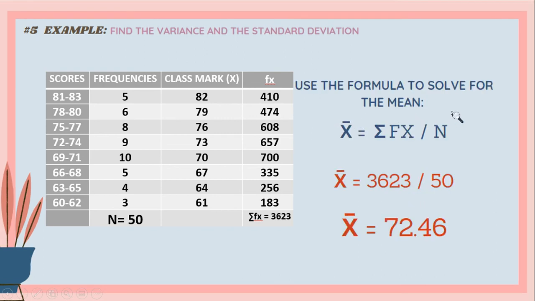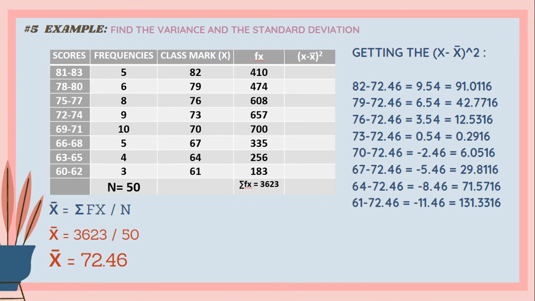So, we are now going to solve for the mean. All we need to do is substitute our answer into this formula. So, 3,623 divided by 50 is equal to 72.46. So, the mean that we are going to use is 72.46. We already got the mean.